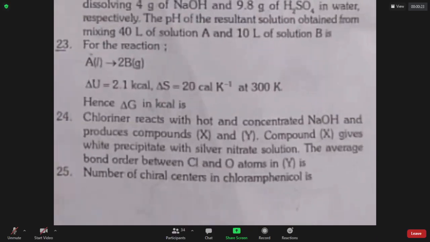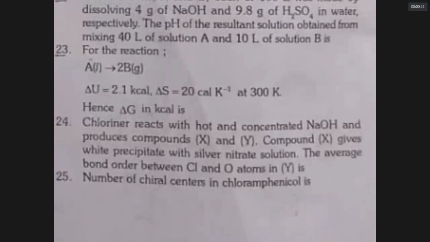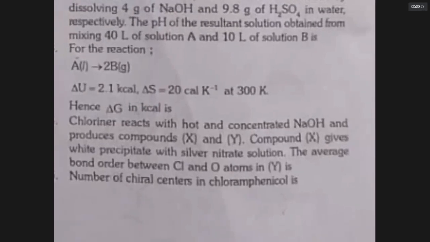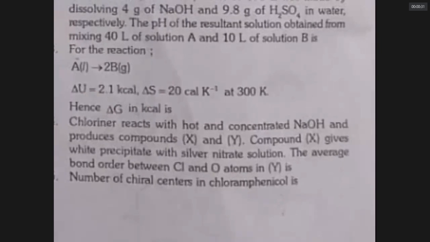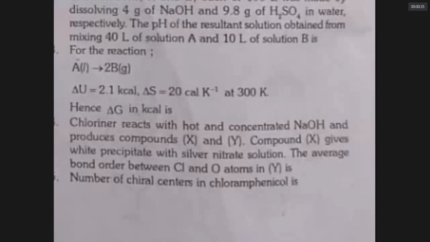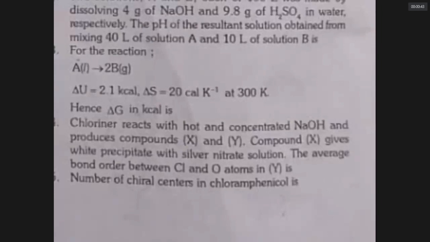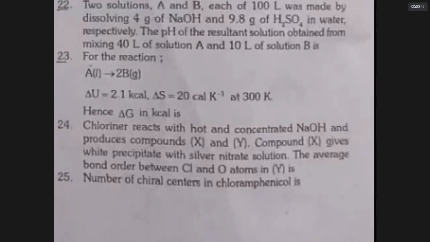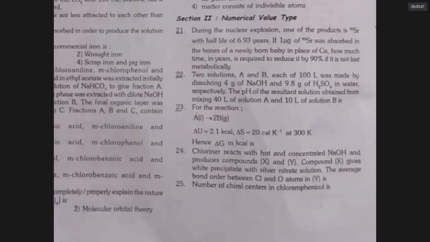Question number 24. Chlorine reacts with hot concentrated NaOH, produces compound X and Y. Compound X gives white precipitate with silver nitrate. The average bond order between Cl and O atoms in Y is. It is partially from first year, partial from second year, but we see the answer of it.